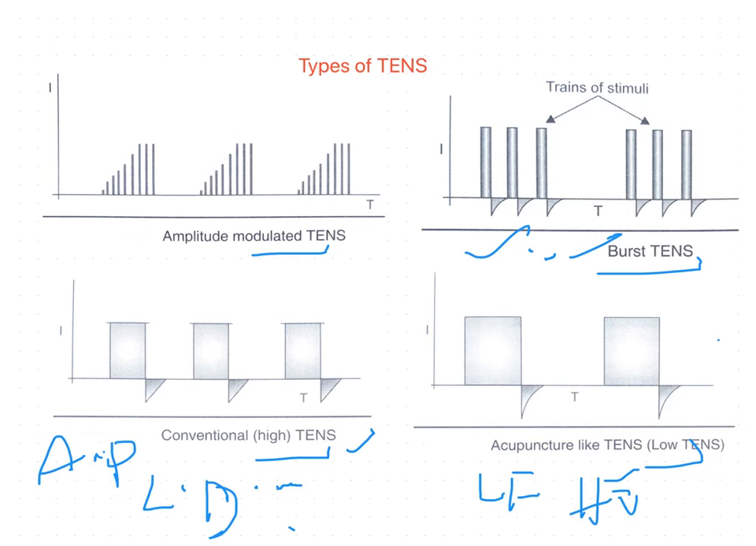Some patients prefer this mode because the pulse trains produce a more comfortable muscle contraction, and the current here is more tolerable than the low TENS.